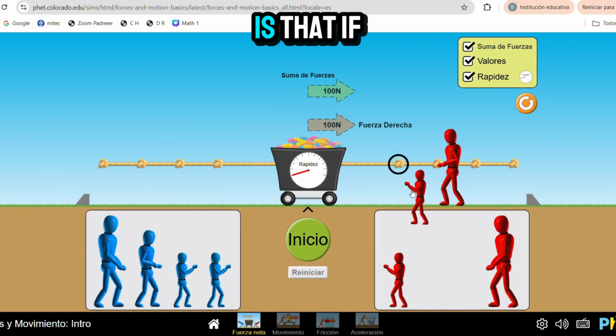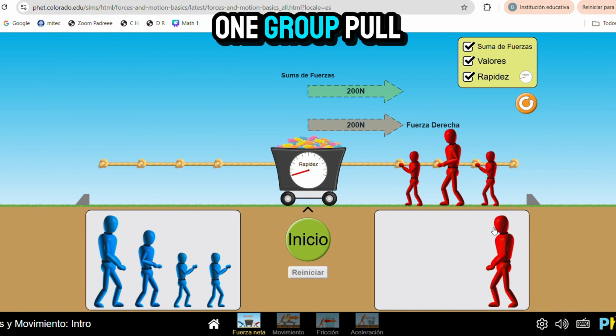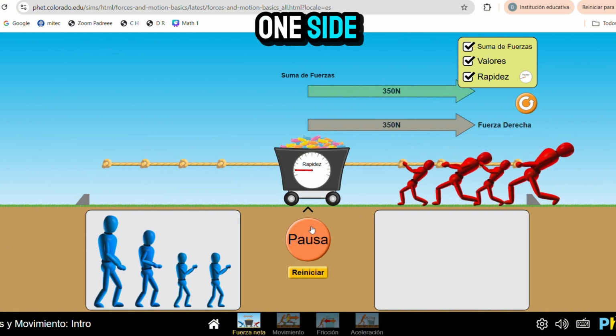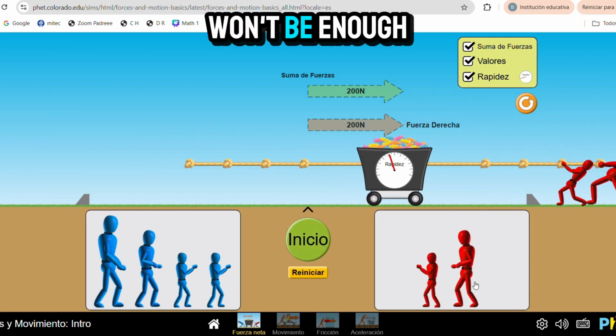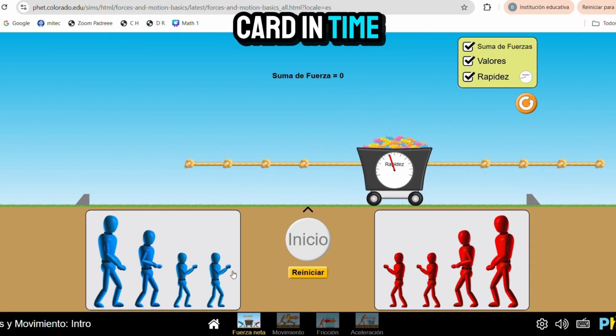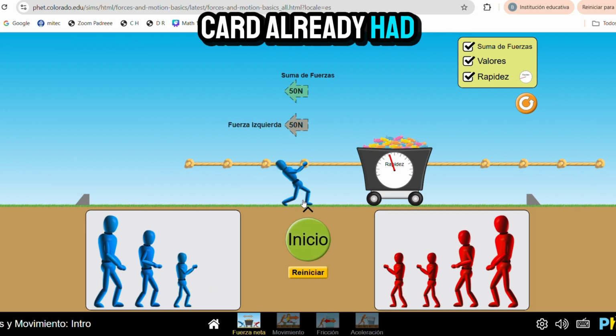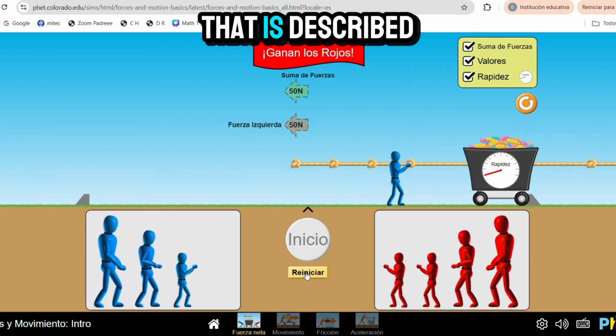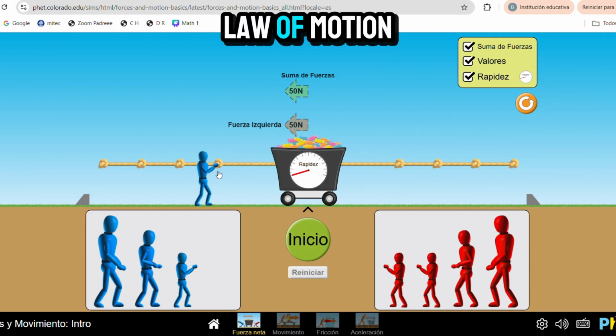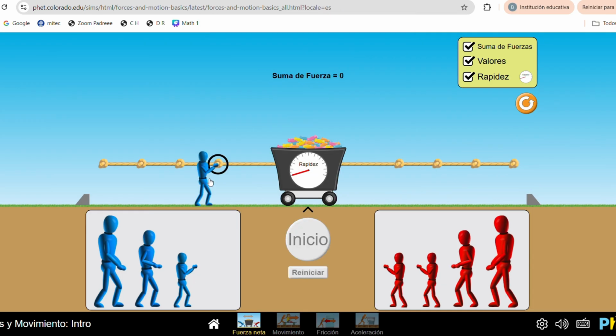A fun fact is that if you let all one group pull to one side, there will be a point where a single little blue man won't be enough to stop the cart in time. That's because the cart already had an acceleration when the blue man moved into the equation. That is described in Newton's first law of motion, which is inertia.